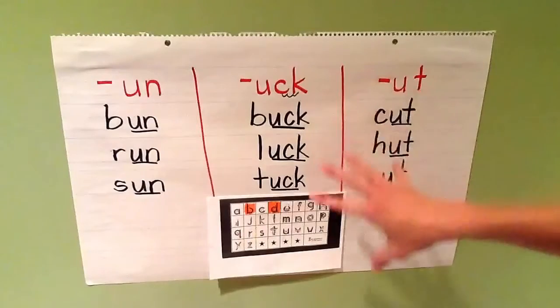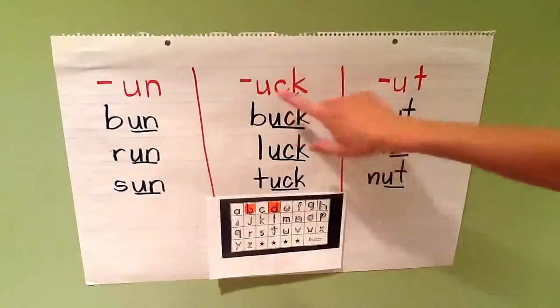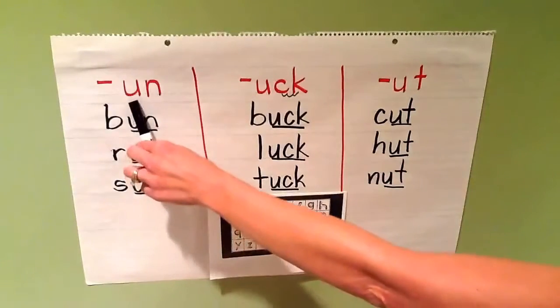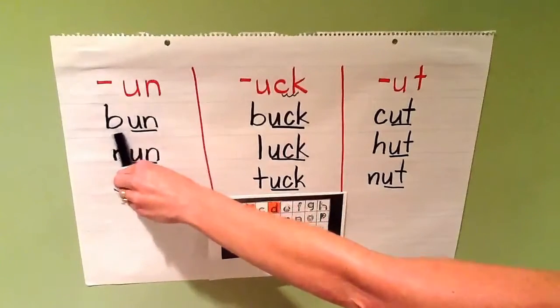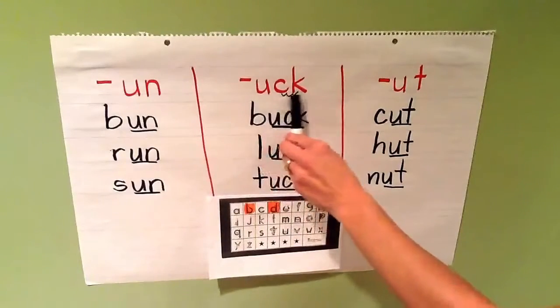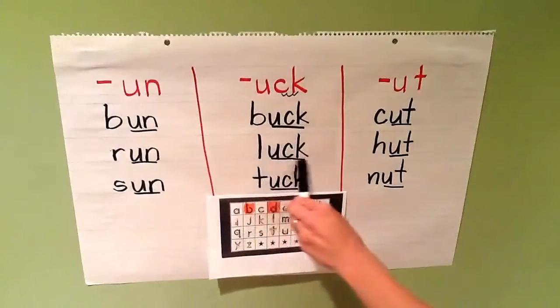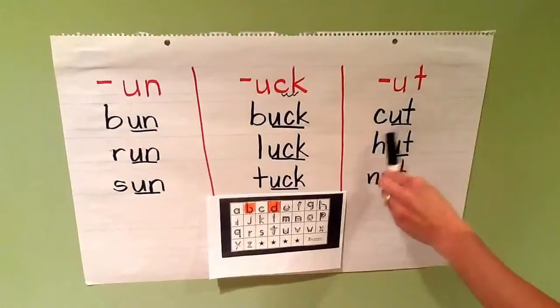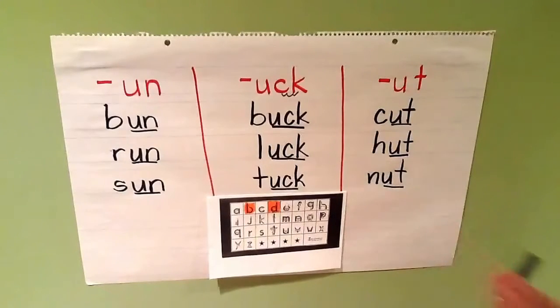Boys and girls, today we reviewed the short U and how to look at a word family and come up with new words that go in that word family. Let's end this lesson by rereading all of the words that we've just come up with. By knowing un, it helps us with bun, run, and sun. By knowing uck, it helps us with buck, luck, and tuck. And by knowing ut, it helps us with cut, hut, and nut. Boys and girls, remember that word families help you to read and write new words.